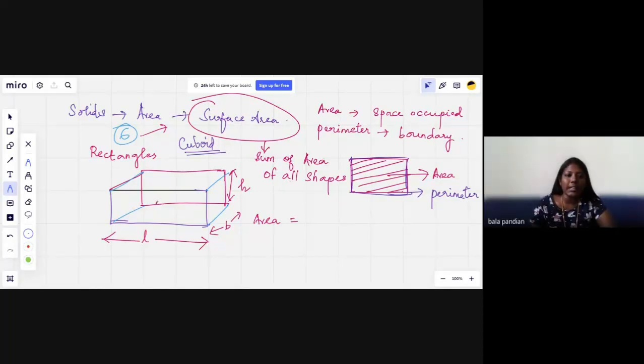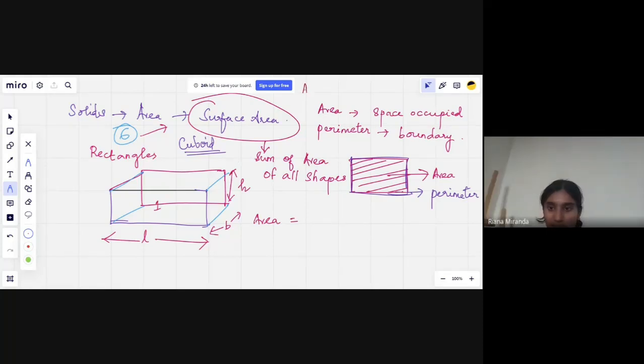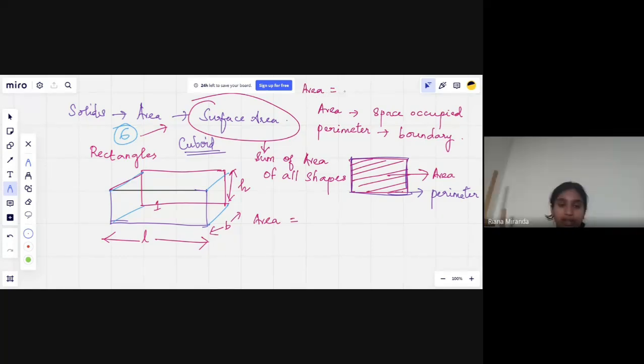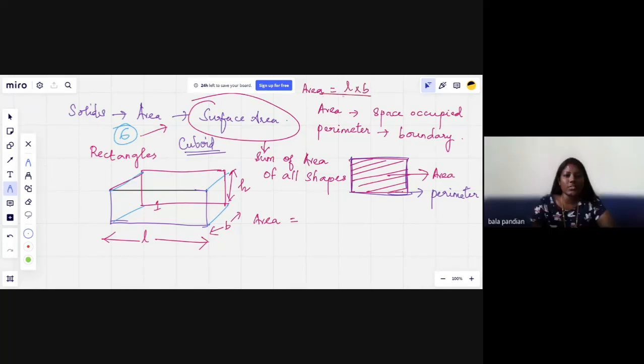Now let me take the rectangle which is at the front. So what will be the area of rectangle formula? Length into breadth into height. Area of a rectangle. Rectangle will not have a height, right? Okay, yeah, length into breadth. So the normal area of a rectangle is length into breadth.